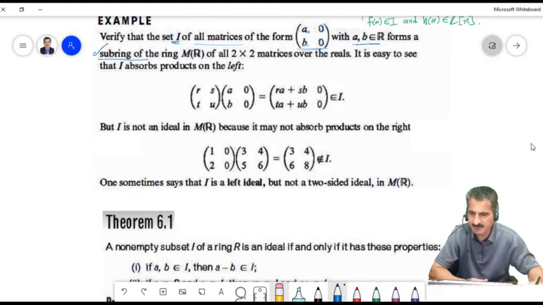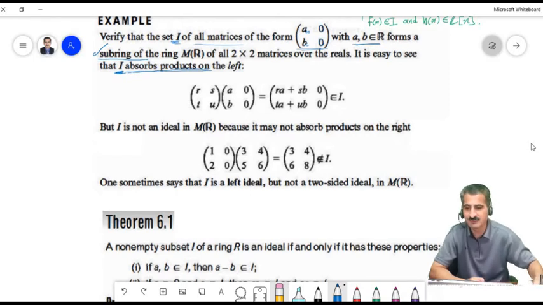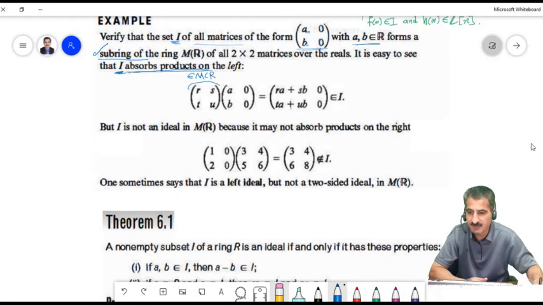Okay, it is a subring, yes, or you prove it. And it is easy to see that I absorbs products from the left. So above there I said I absorbs the elements. So this is a better way to say it. I absorbs the products on the left, which means if we choose any element from the ring, which is M of R, and this is an element from I, do the multiplication, simply we will find the resulting matrix to be in I.